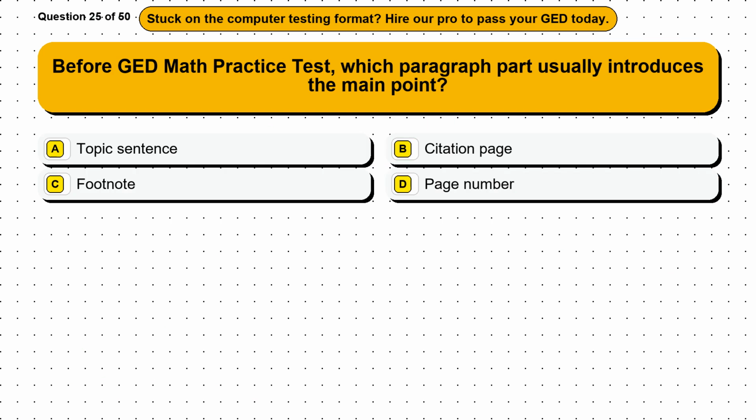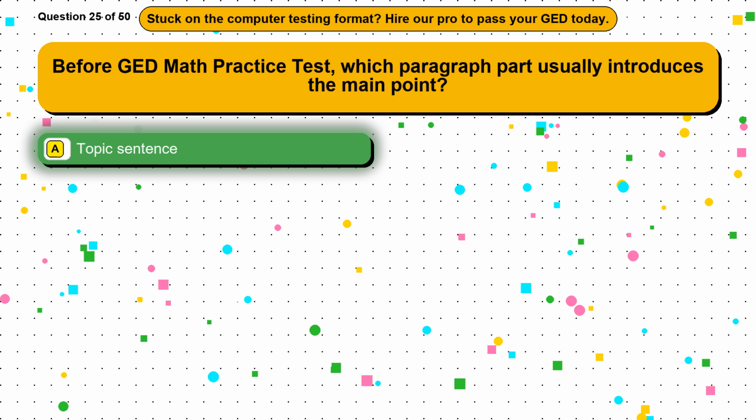Question 25. Before GED Math Practice Test, which paragraph part usually introduces the main point? Option A, topic sentence. Option B, citation page. Option C, footnote. Option D, page number. The correct answer is option A, topic sentence.